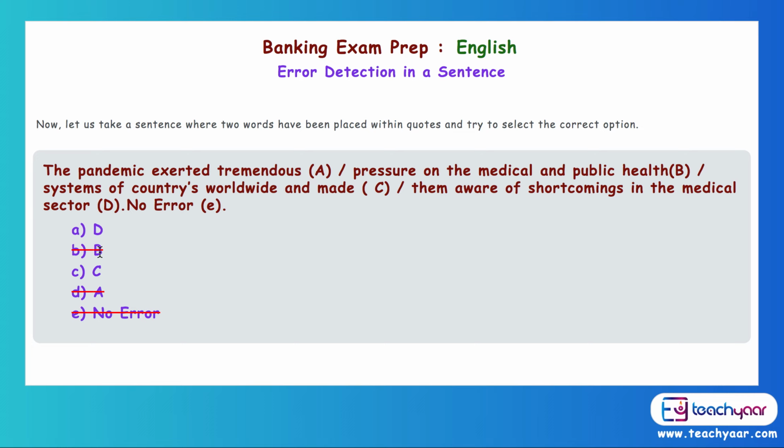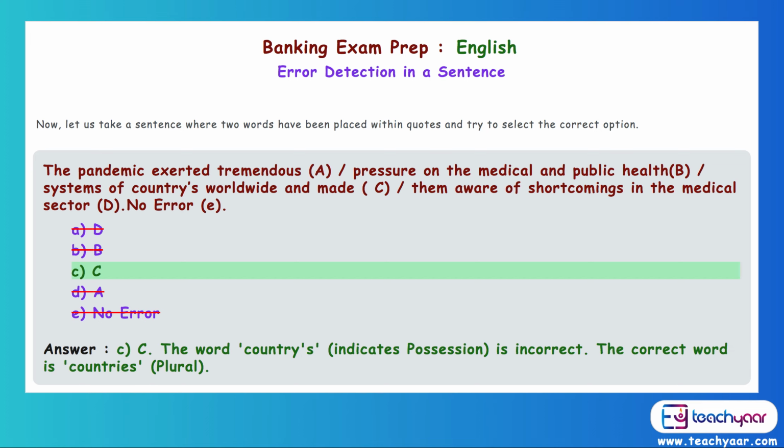The plural form should be there, because when you put an apostrophe like this, it means, it is usually we use it to show ownership. Now here there is no question of ownership. We are saying that a lot of pressure on medical and public health systems of all the countries. So it is the plural form. So here now, so we go to the answer. The answer is option C, because the mistake is in the C part.